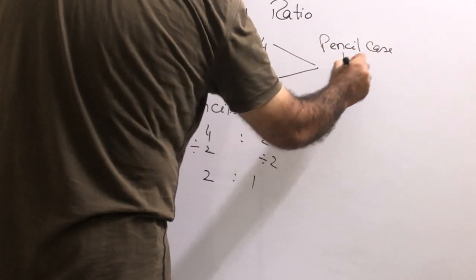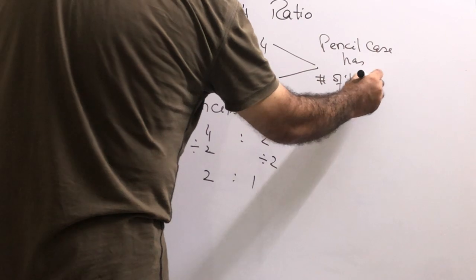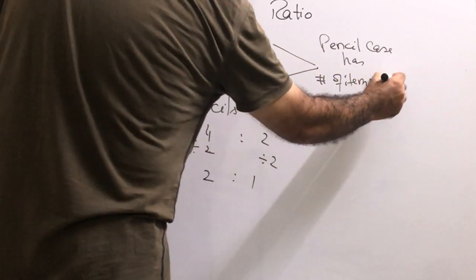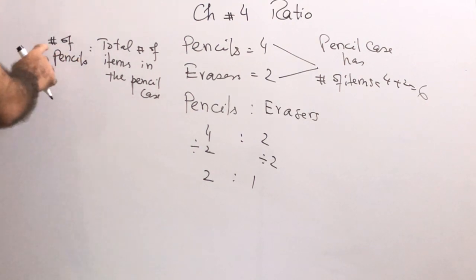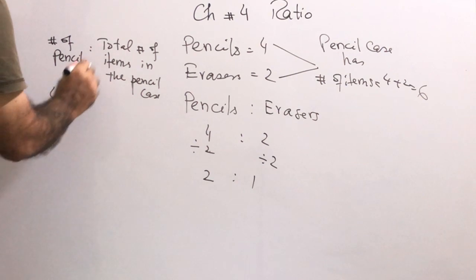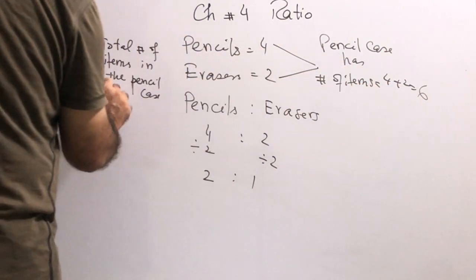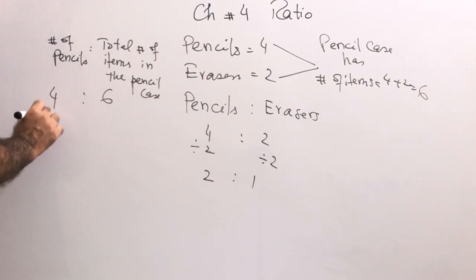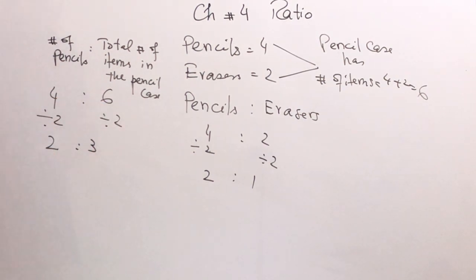Pencil case has a number of items. 4 plus 2 is equal to 6. Okay. So the number of pencils, how many? 4. Ratio to the total number of items in the pencil case, these are 6. So if we need to simplify, we will divide by 2. This also by 2, we get 2:3. So 2:3 is the ratio of the number of pencils to the total number of items in the pencil case.